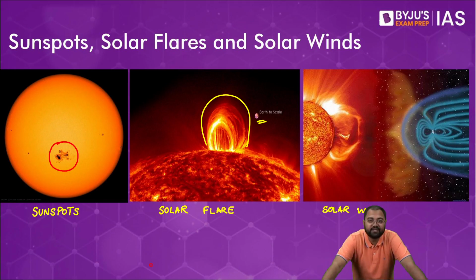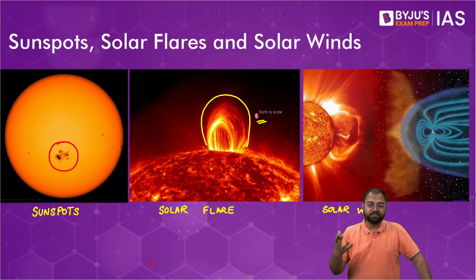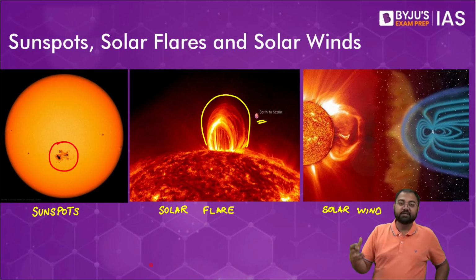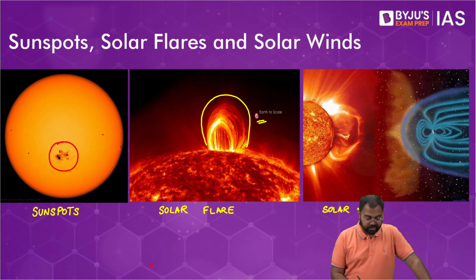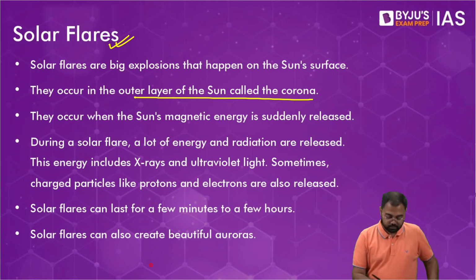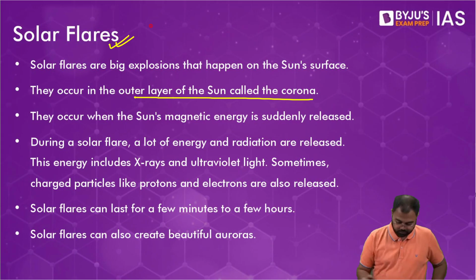So a solar flare that comes out of the sun, emerges from the corona or the outermost layer of the sun, is a sudden explosion. Just remember the term sudden explosion, it's very, very crucial. All right, I'm just writing it here. It's a sudden explosion.